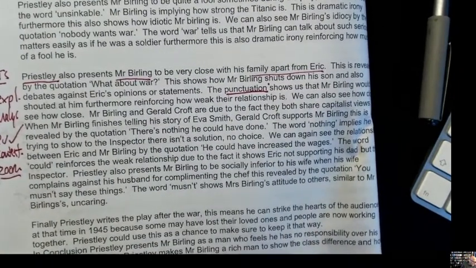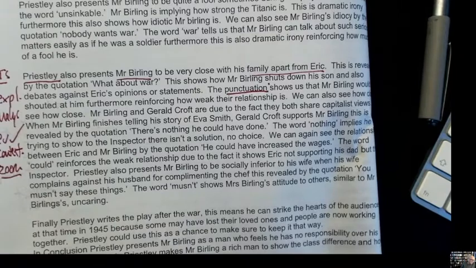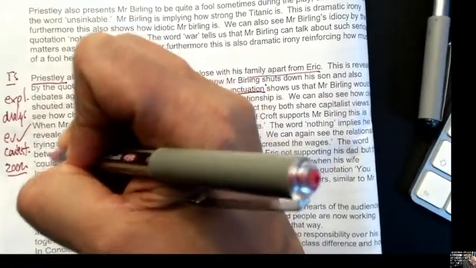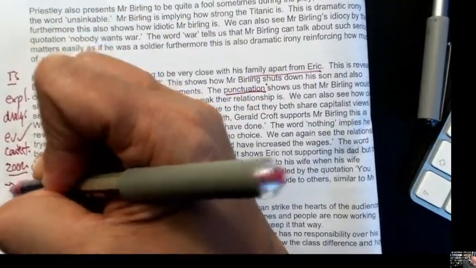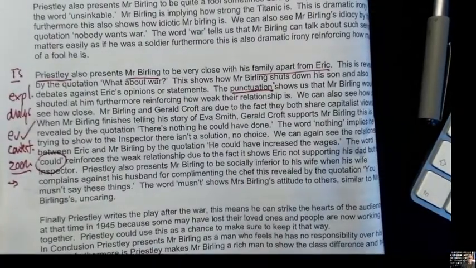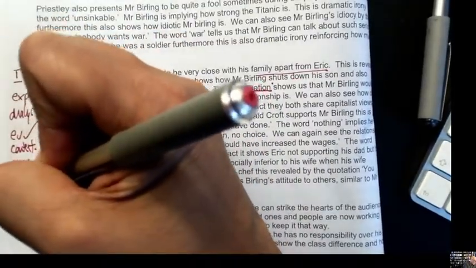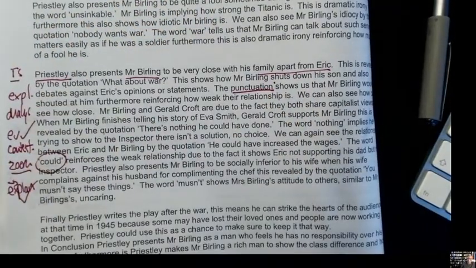We can again see the relationship between Eric and Mr. Birling by the quotation, "He could have increased the wages." The word "could" reinforces the weak relationship due to the fact that it shows Eric not supporting his dad, but the inspector. Not only do you zoom in, since it's a play, you're not going to really squeeze that word "could" very much. So what you've really got to do is explain, and they've done that quite well.